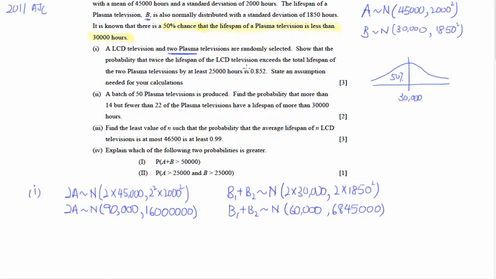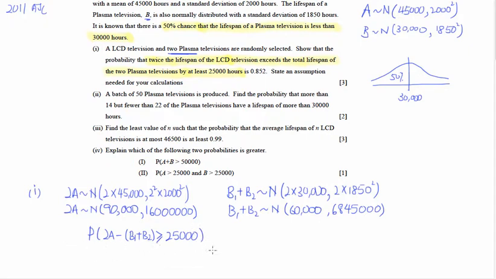So what is going on here is this. What they want is the probability. Let me highlight to show you what's going on. The probability that twice the lifespan of the LCD exceeds the total lifespan of 2 plasma by at least. What this means is really we are trying to find the probability that 2A is more than B1 plus B2, in other words 2A minus B1 plus B2. And this difference has to be by at least, which means inclusive, right? So by more than 25,000 hours.